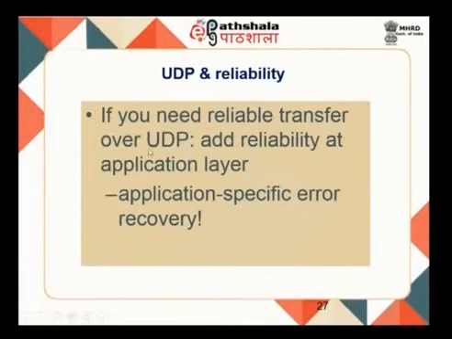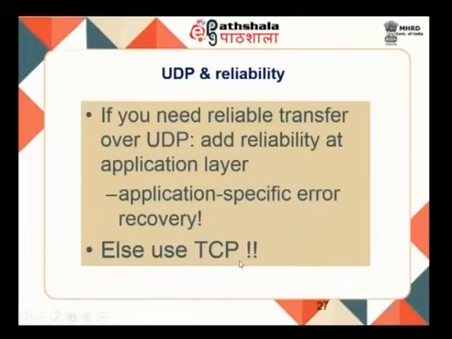Now, the question is, if I need reliable transfer over UDP, then how do I do it? All the reliability that you want will have to be added only at the application layer. So, if there is any error which has to be recovered, or whatever you need to do in terms of handling all these unreliability issues, all of that will have to be handled at the application layer. That is what UDP would expect you to do. Otherwise, the other option that you have is to go for TCP. So, if you want reliable data transfer, you will use TCP. So, these are the two options that we have.